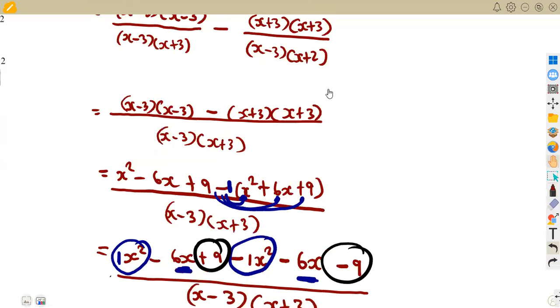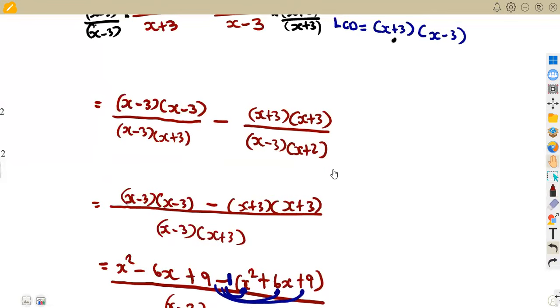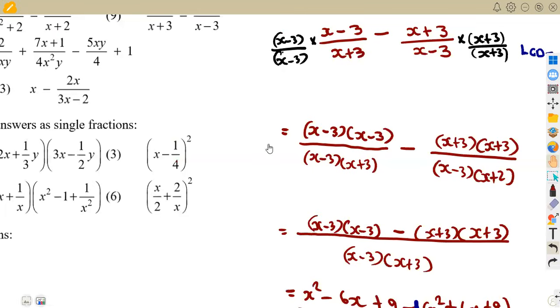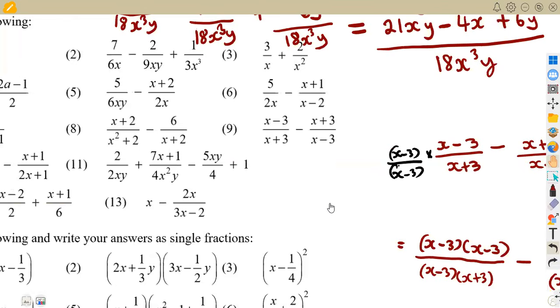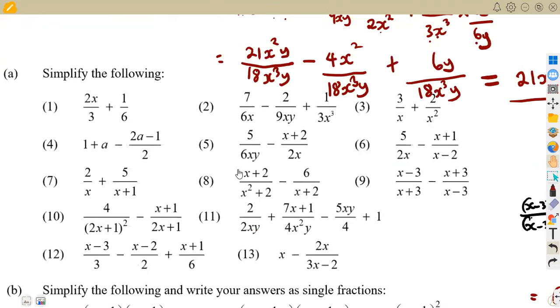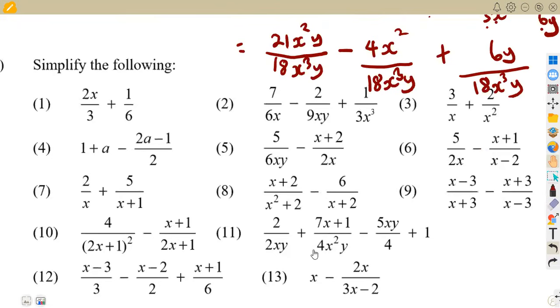But what I want you now to do is to work with as many questions as you can. Try to understand this concept, try to use this method if possible, or you use the first one, which is fine. We shall just work as many questions as we can. So I want you to try as many of the questions that we are given on this part. We are given to simplify all these questions here, about 13 questions.